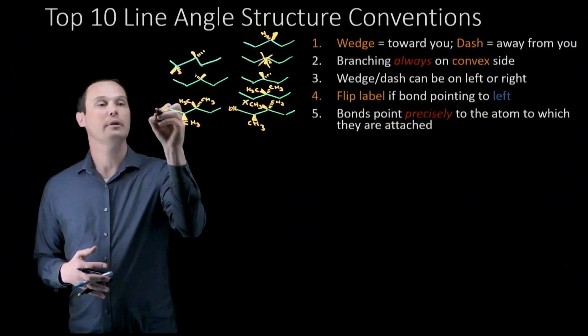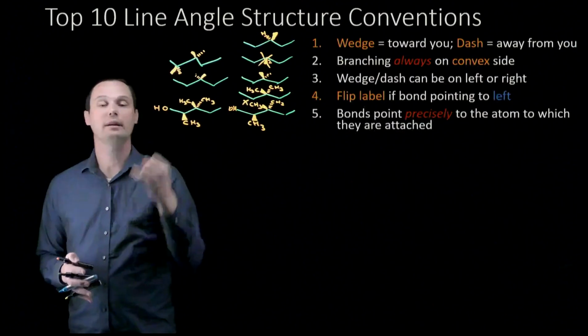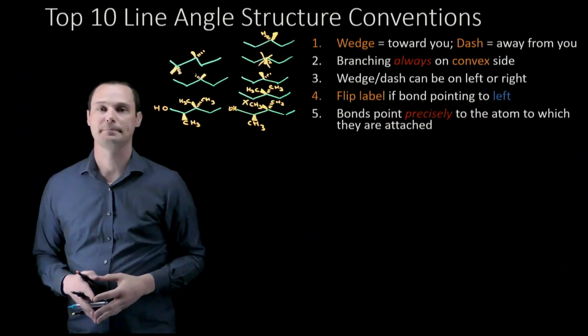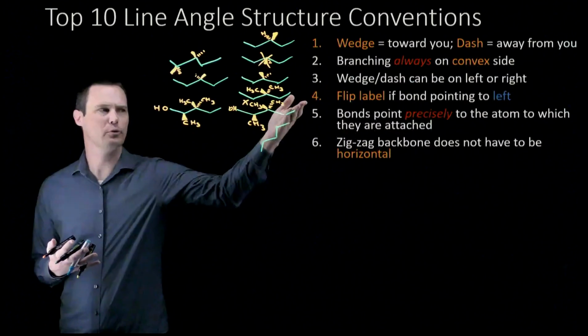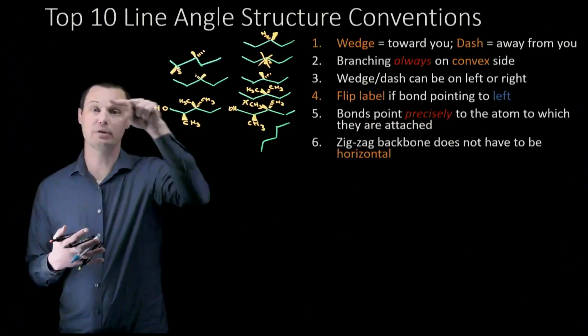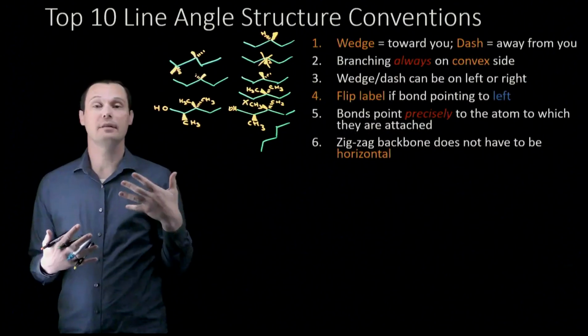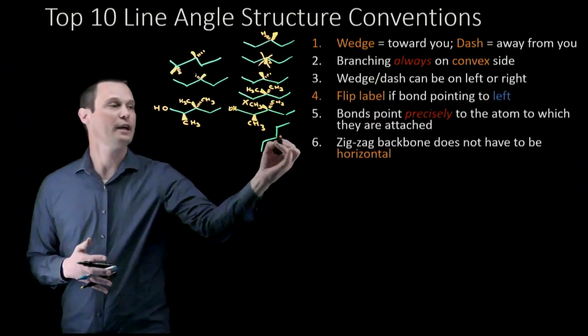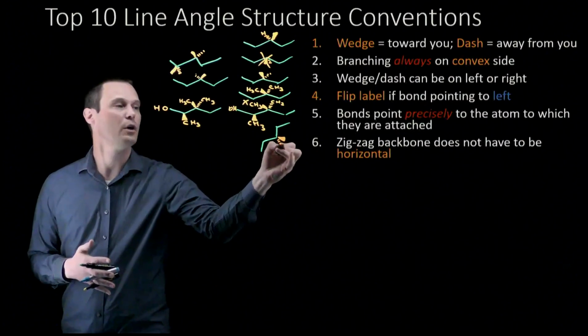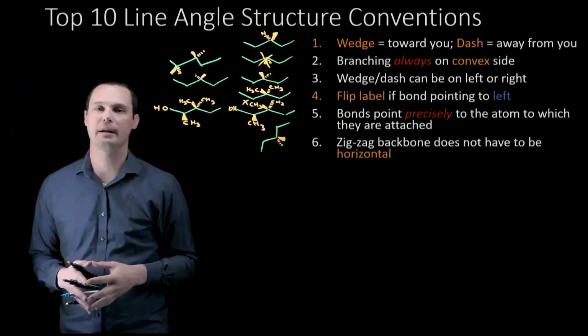We would flip the label and write OH so that the bond is directly pointed to the atom to which it is attached. Number 6, the zigzag backbone of the molecule does not have to be horizontal. The zigzag backbone could be vertical, could be up diagonally, can twist all around, it doesn't matter. Whatever is in the plane is written in this regular weighted bond. But if we still have wedges or dashes, the wedges and dashes still always go on the convex side of the molecule, never the concave side of the molecule.